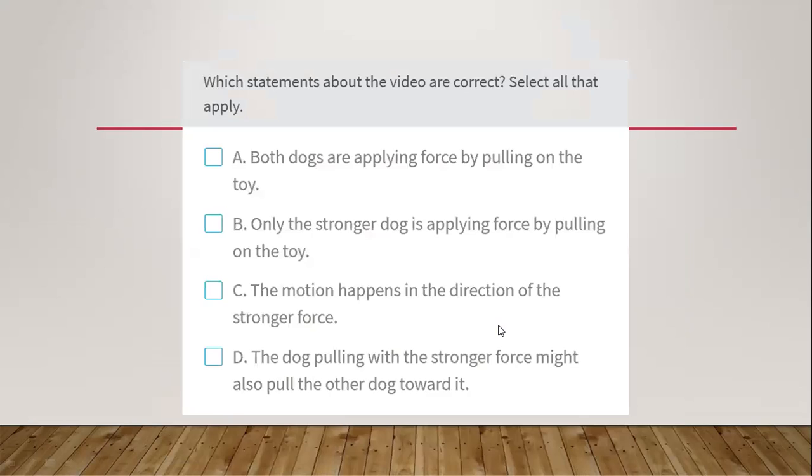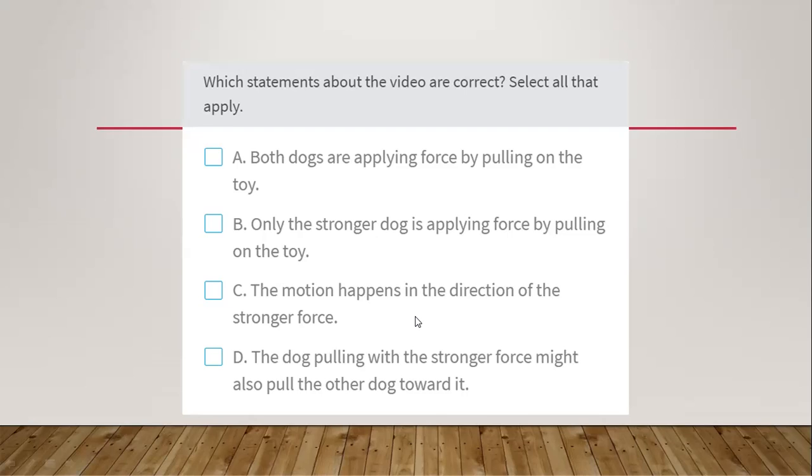So, which statements about the video are correct? Select all that apply. Both dogs are applying forces by pulling on the toy. Yes, they both are applying forces by pulling the toy. Only the stronger dog is applying force by pulling on the toy. Not only the stronger, both of them are applying forces. The motion happens in the direction of the stronger force.